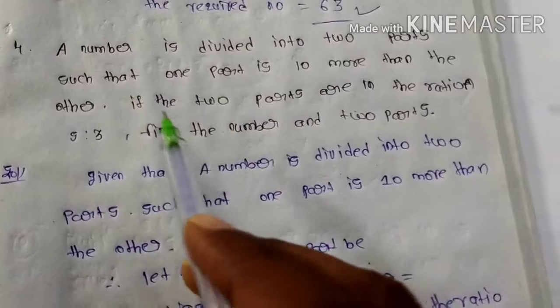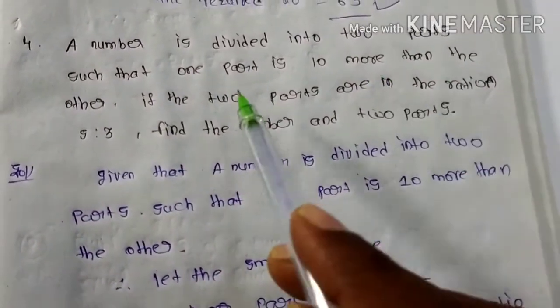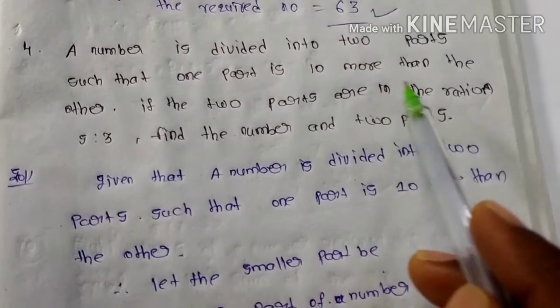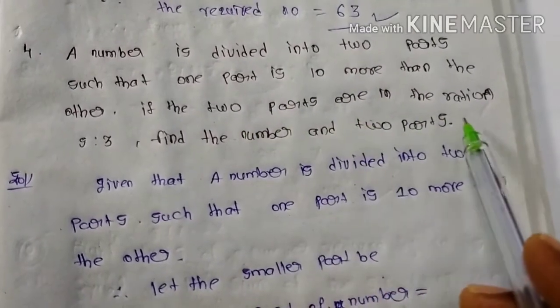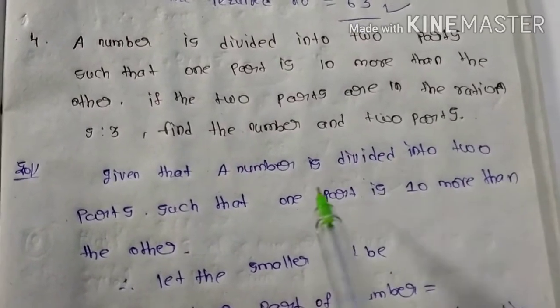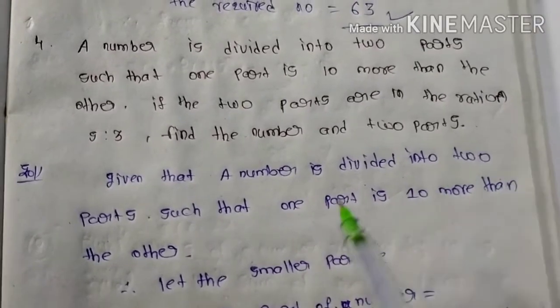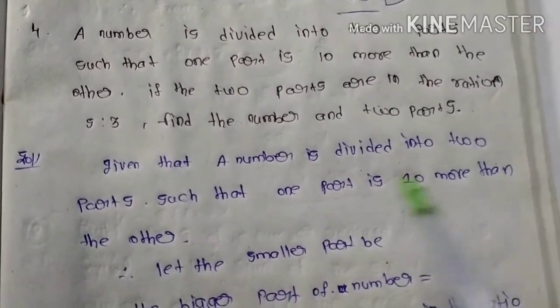Now you can see one more question. Exercise 2.4, question number 4. A number is divided into two parts such that one part is 10 more than the other. If the two parts are in the ratio 5:3, find the number and the two parts. First of all, the given information is that a number is divided into two parts such that one part is 10 more than the other.